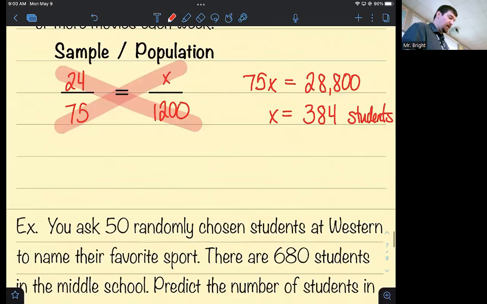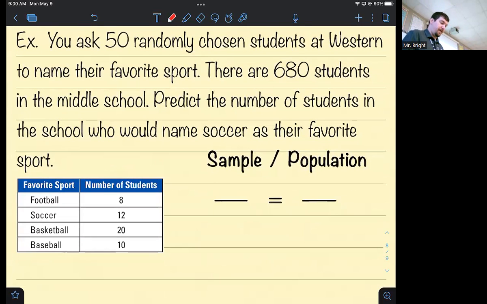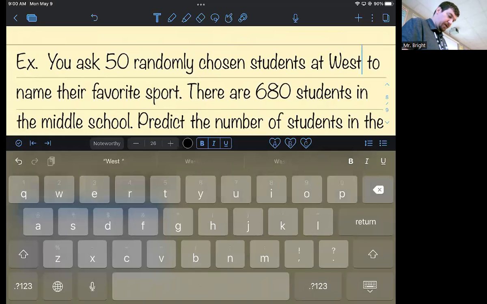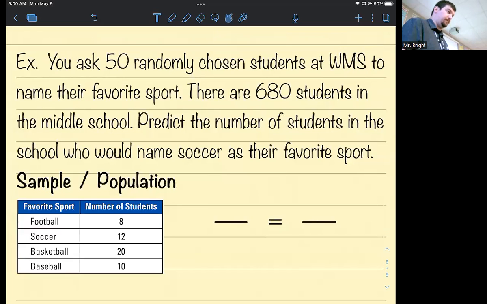So we're going to jump to our last example, which is another survey. You ask 50 randomly chosen students at Western to name their favorite sport. There are 680 students in the middle school. So I guess this should say Western Middle School then, because Western would be like every student. There's a lot of students at Western. So predict the number of students in a school who would name soccer as their favorite sport.